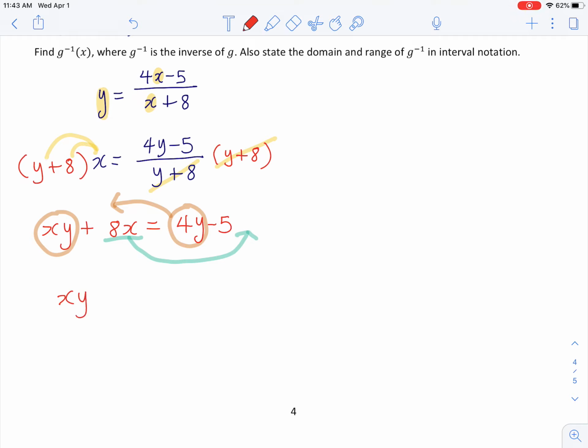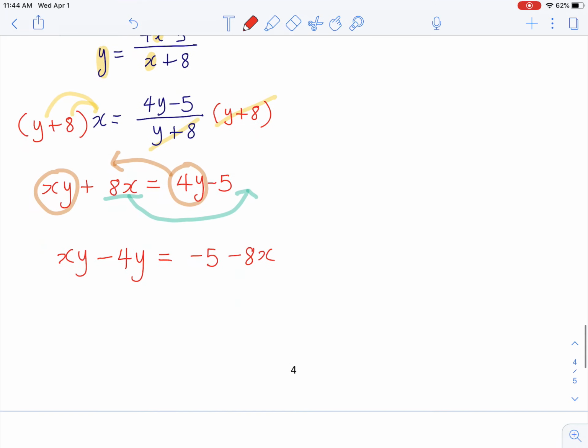So notice, I'm going to get this, okay? I will have xy. Notice that one just stays. But this 4y that I'm moving, this one will turn into a minus 4y. And now it's on the left side. Now on the right side, I will keep that -5 that was there. But if I move this positive 8x to the left side, I will get -8x. Looking good so far, right?